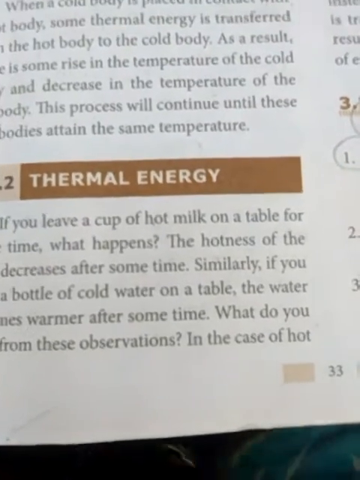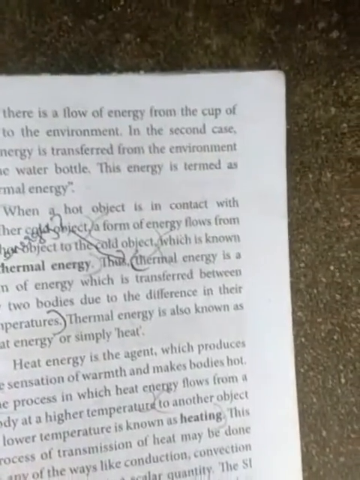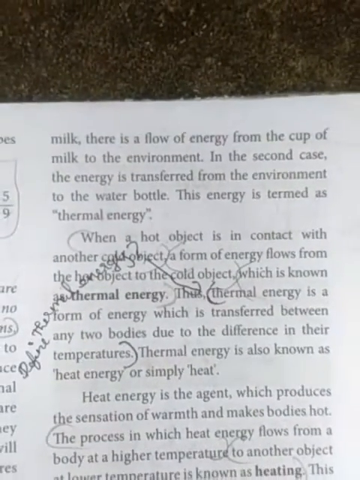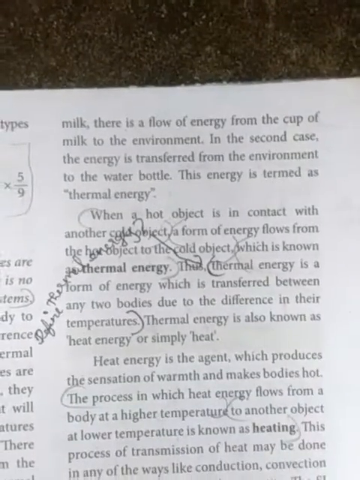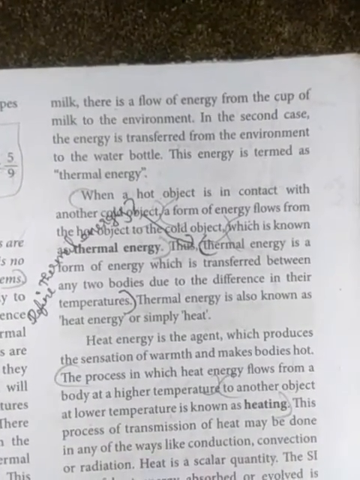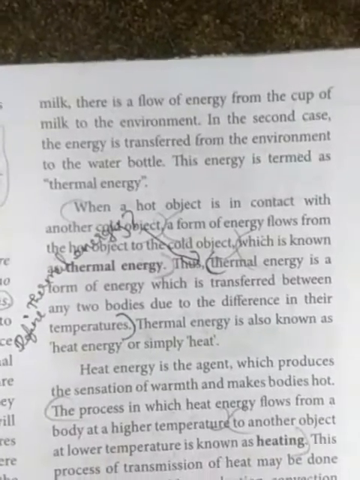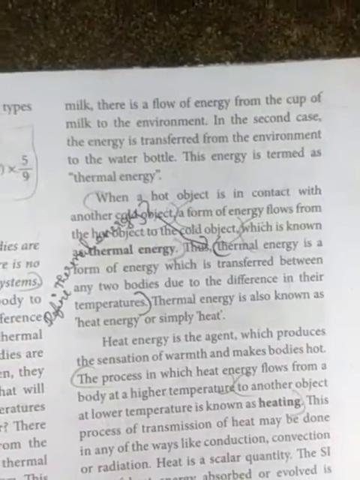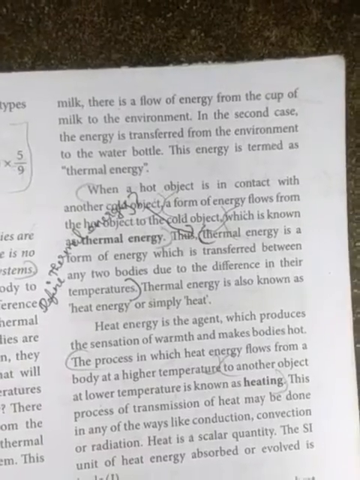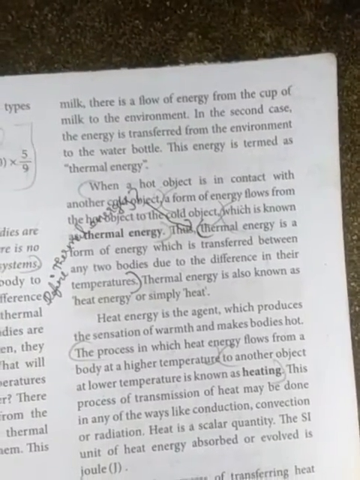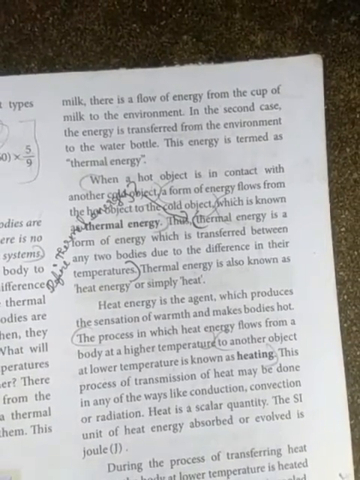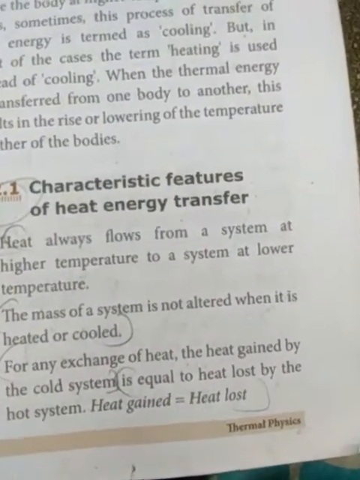Immediately reduced. Okay, wow. So next, when a hot object contacts another cold object, a form of energy flows from the hot object to the cold object, which is known as thermal energy. Thermal energy is the form of energy transferred between any two bodies due to the difference in temperature. So this is thermal energy, also known as heat energy or heat.